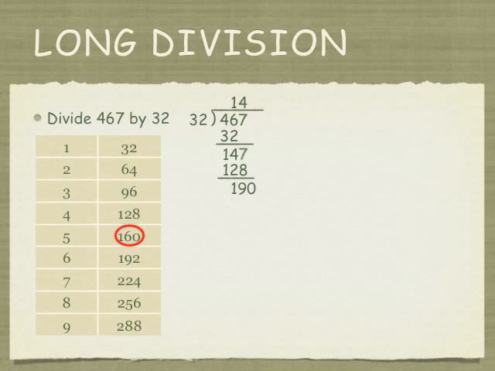Now I can't put 192 into 190, so we'll have to go with 160. 160 will go into 195 times. And when I make that subtraction, I've got 30. And 32 won't go into 30, so I've got to add another 0 there. And now I can go in 288 into 300. And that's 9 times 32, so I put the 9 on top.